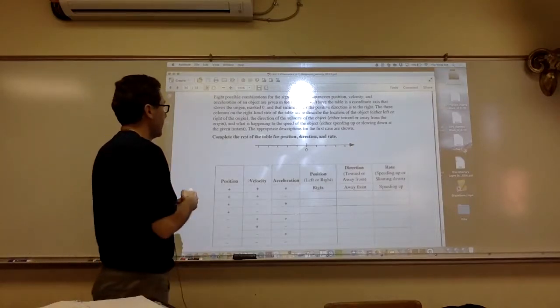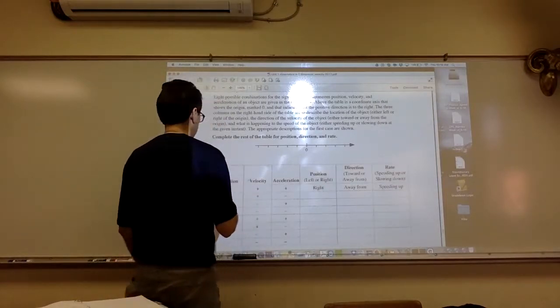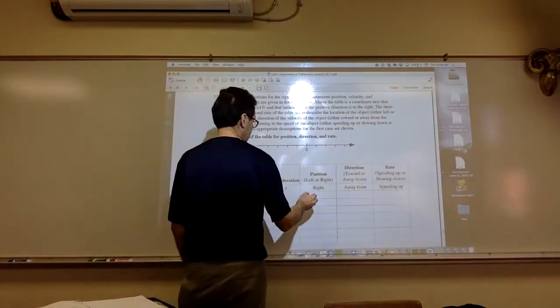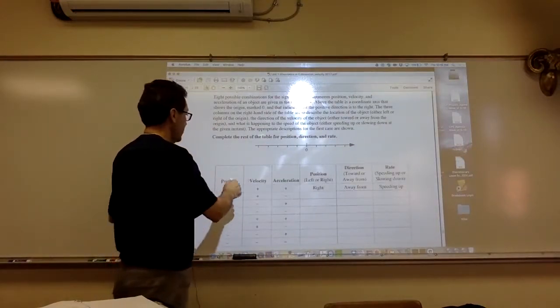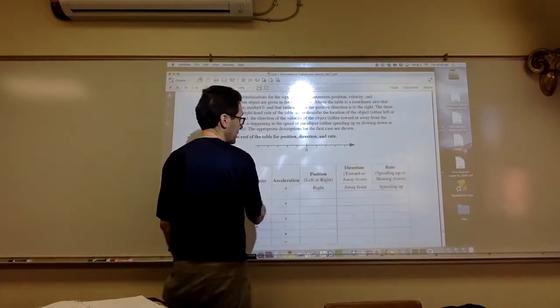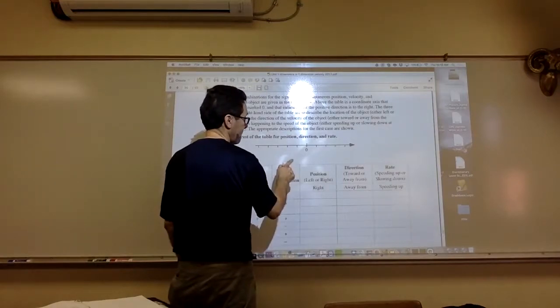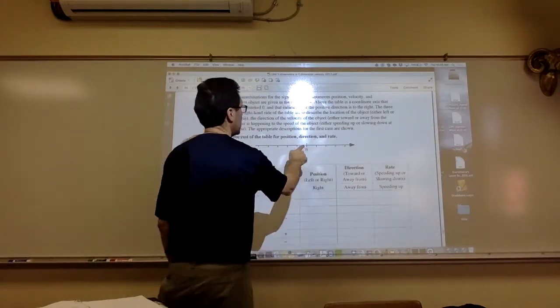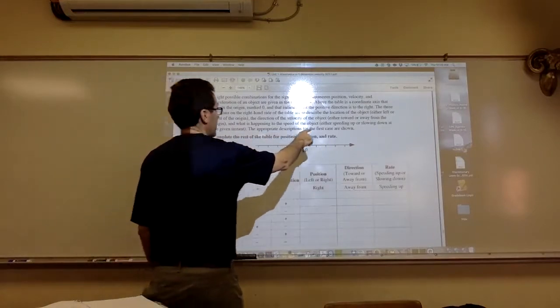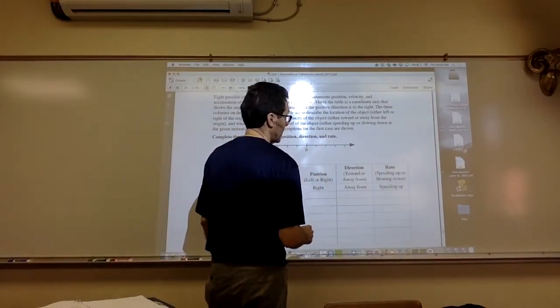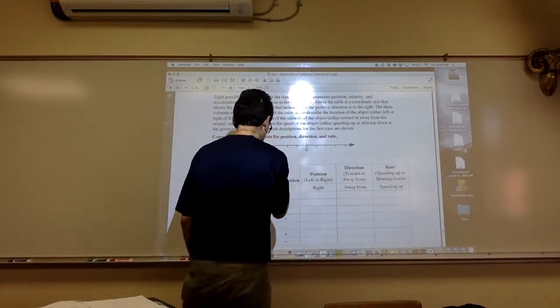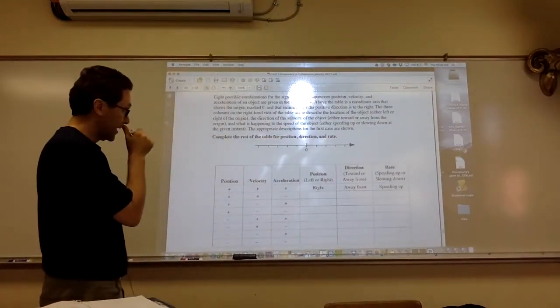Okay. So your position is positive, so you are to the right. So it's giving you an example here. The velocity is positive, okay? So you're going away from the origin, it looks like, right? Yeah, that's what it means by towards or away. And speeding up or slowing down, you're speeding up because your acceleration is positive and you're going to the right.